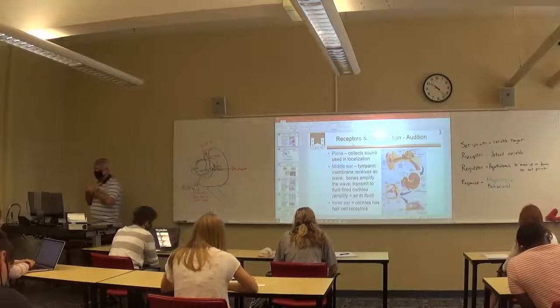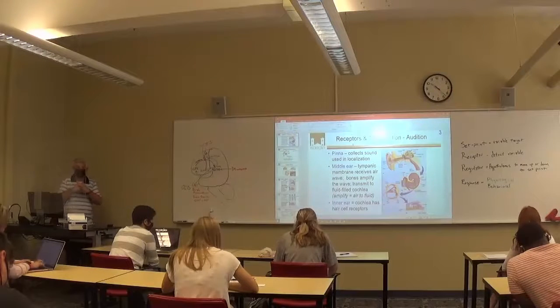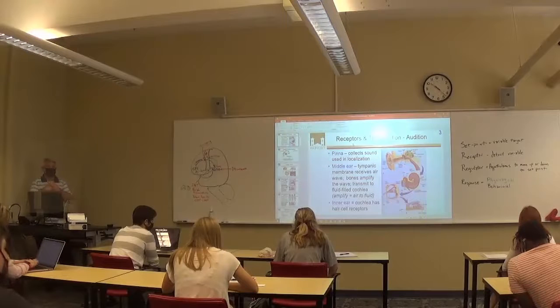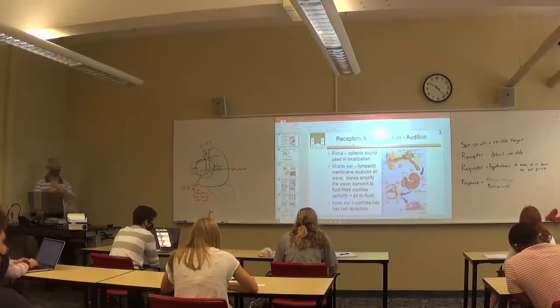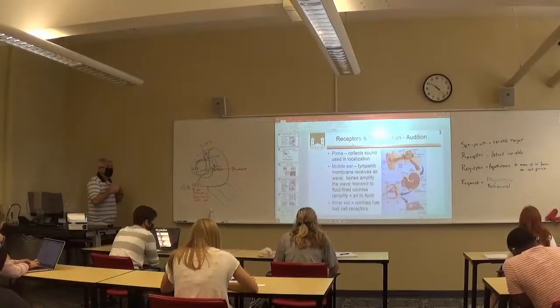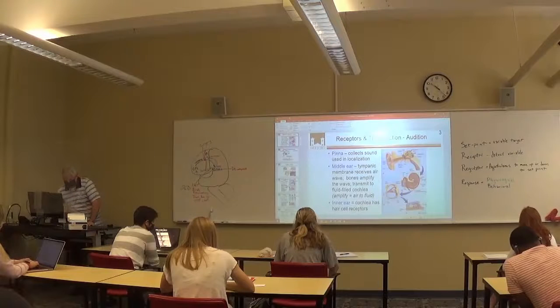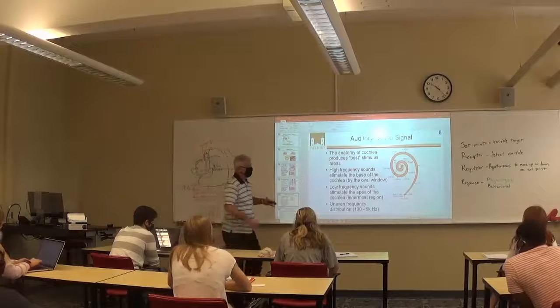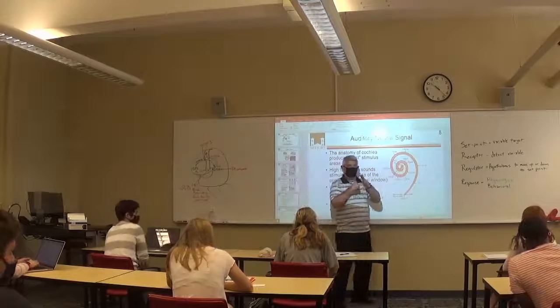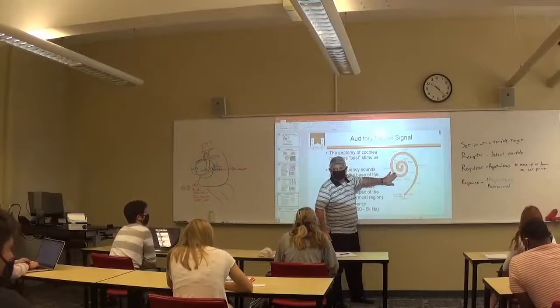And when it bounces, it causes those channels to open and allows potassium in, and potassium then allows calcium in, and calcium causes action potentials to go to the brain. So depending on the frequency, it's going to depend where that tectorial membrane bounces on and activates.